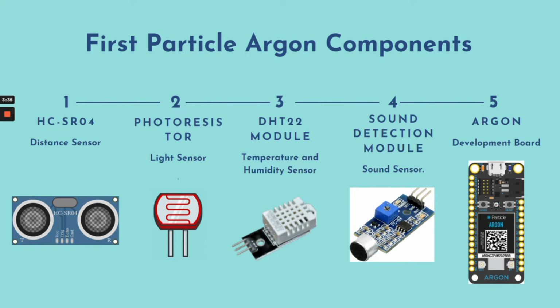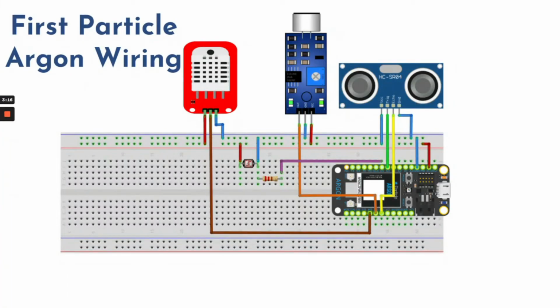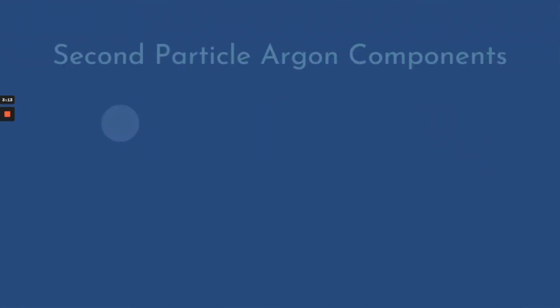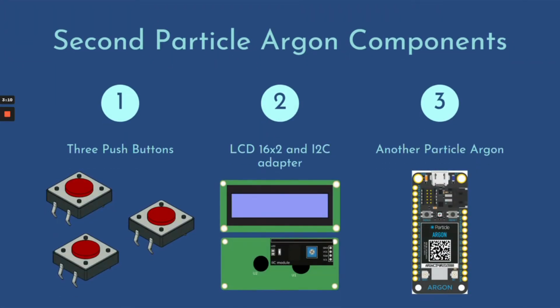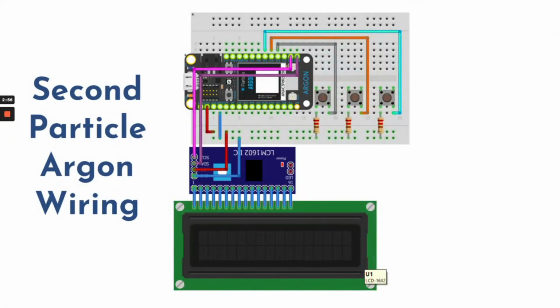Let's go into details. On the first subsystem, I use 4 sensors: a distance sensor, the photoresistor which acts as a light sensor, the temperature and humidity sensor, the sound sensor, and of course a Particle Argon. And this is how they are wired. For the second subsystem, I use 3 push buttons to represent the 3 cases, one LCD with an I2C adapter to show the measurements of our sensors, and again a Particle Argon. And this is how these are wired together.